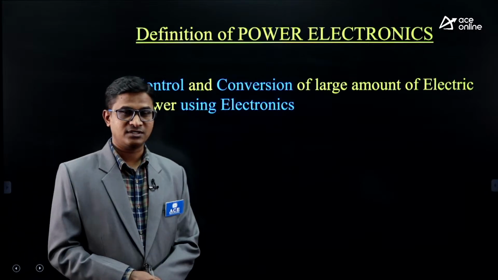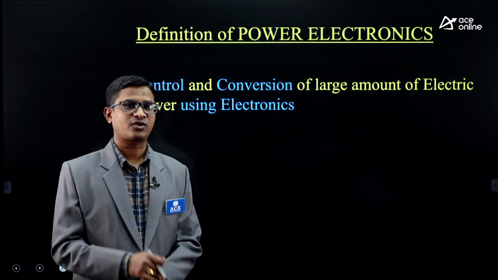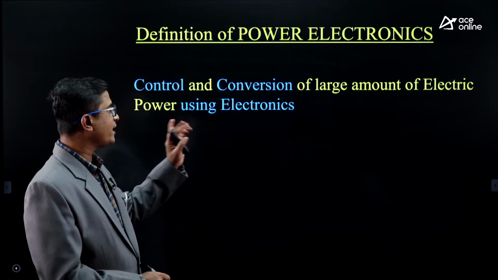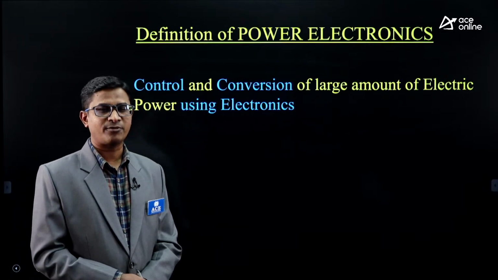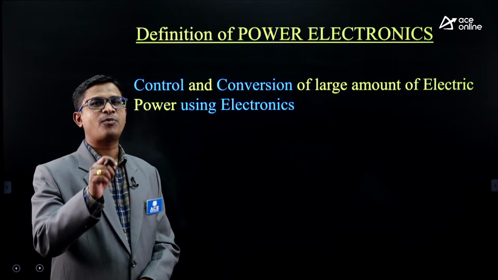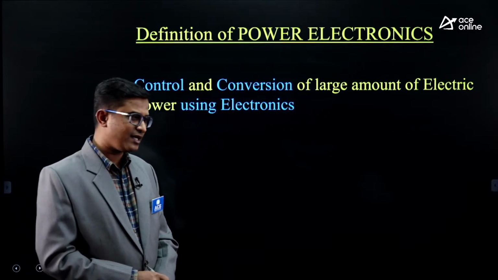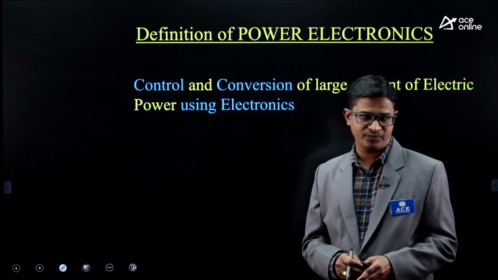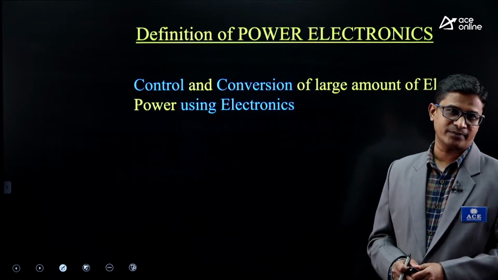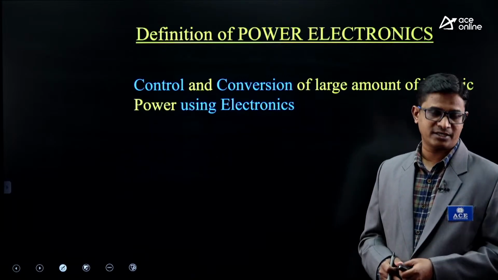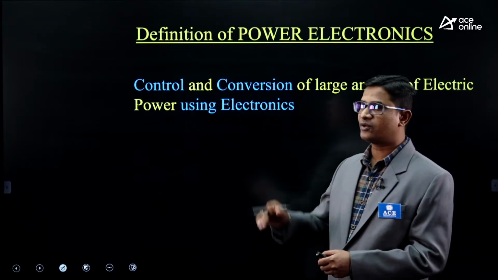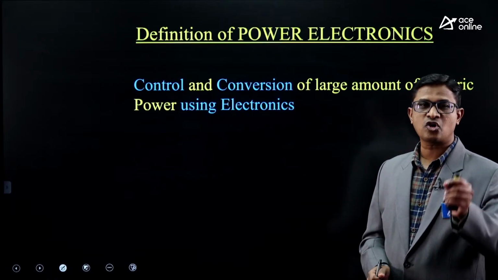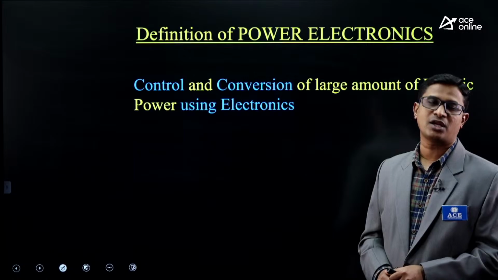Power electronics. The objective of the course power electronics is very clear. It is control and conversion of large amount of electric power with the help of electronics. So we are dealing with only controlling and conversion of very high amount of electric power. High voltage, high current. Alright. Controlling and conversion. But how? By using the electronics. That is the objective of your course power electronics.